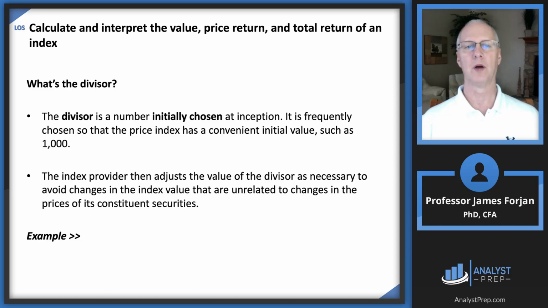Let's talk a little bit more about the divisor. The divisor is initially chosen at inception, and it's chosen so that the price index has a convenient initial value, like maybe 1,000 or 100 or 1,000,000. That's probably too high. But what happens then over time is that the constituents might change. The constituent firms might have a stock split or a merger or a stock dividend, which is going to cause the price of that constituent stock to change. So the divisor has to be adjusted over time.